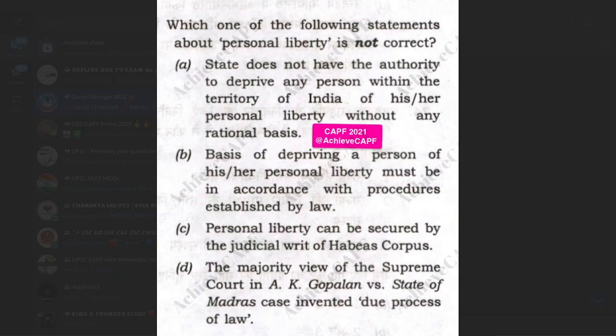That means if the person has personal rights, those rights will be ahead of the law. This is the due process of law. Then procedure established by law means once parliament made the law, that is superior to the individual right.